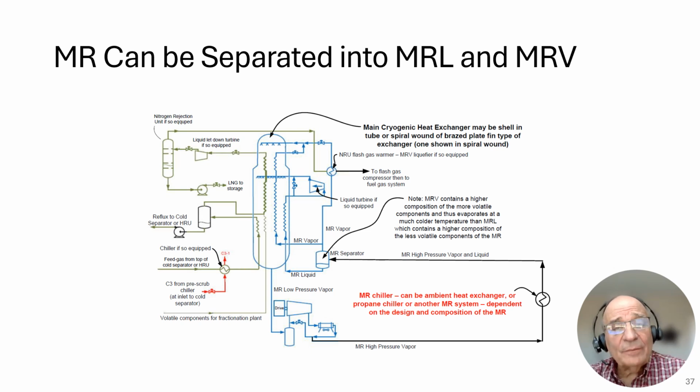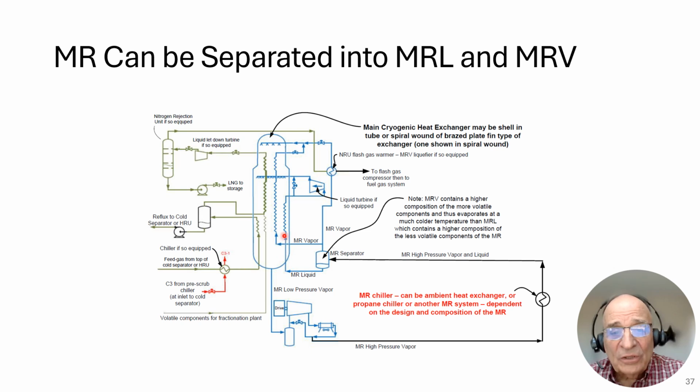This concept need not be limited to brazed aluminum heat exchangers. It can also be used with spiral wound heat exchangers. This is the same process I'm showing here that I showed earlier with the brazed aluminum heat exchanger. Here we're showing an MR compressor. I'm only showing a single compressor, but as we know from earlier work, it would typically be 3 stages of compression. And then we're going to chill that MR, whether it be through an ambient chiller or a propane chiller or another mixed refrigerant chiller. We're going to chill that MR, separate it into MRL and MRV.